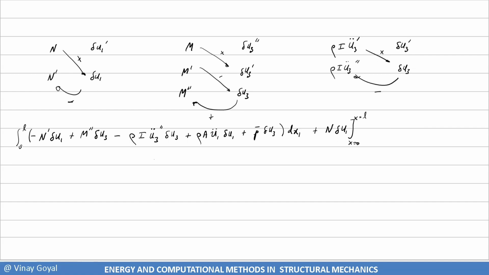Then I have plus m del u3 prime. Then I have minus like this. And then finally I have, and I can combine the term there because I have this cross term here. And so I have this.